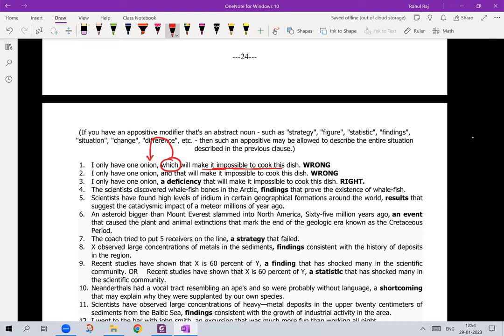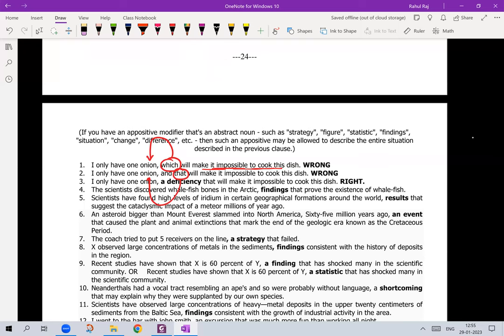Here the reference of which is correct. It is going back to onion, but the meaning that is coming is disaster. Onion can't make it impossible or onion can't make it possible to cook the dish. Or you say I have one onion and that will make it impossible to cook the dish. This is again, that as a pronoun is going back to onion. So the meaning that you are getting is that onion will make it impossible to cook the dish, which is 100% crap. So in such sentences, what you do?